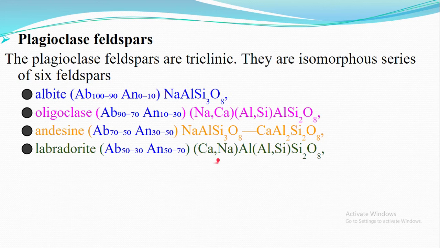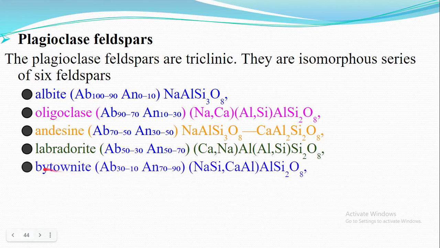Calcium will be more, sodium will be less. Here it is in between, balance type. Here now slowly calcium is increasing. Now next is the bytownite mineral. You see this composition is, sorry, this is again wrong here.